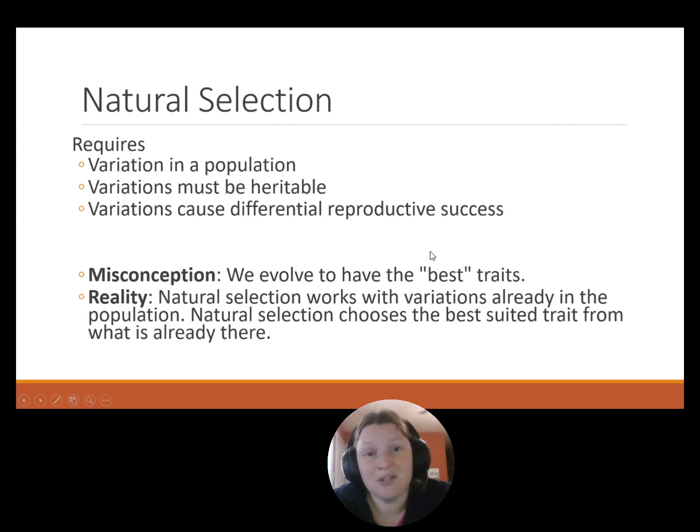There are 3 requirements for natural selection to happen. There has to be variation in a population already. The second one is variations must be heritable. Our third requirement is that those variations cause differential reproductive success. This just means that some individuals are going to have more babies than others.